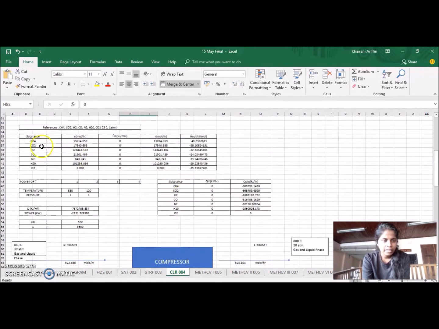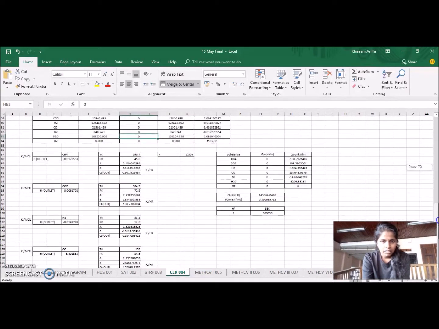So for the energy balance, the reference state that we took is 25 degrees Celsius 1 atm, and this is the table for it, and then this is the calculation for it, and finally the Q that we got is 143,864.0426 kilojoule per hour, and in power 0.399585712 kilowatt. And now we go to the Methanol converter 1.